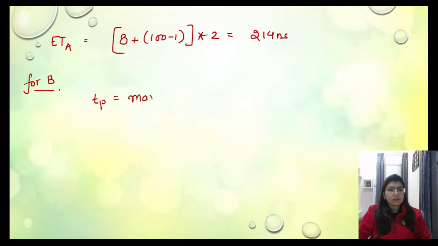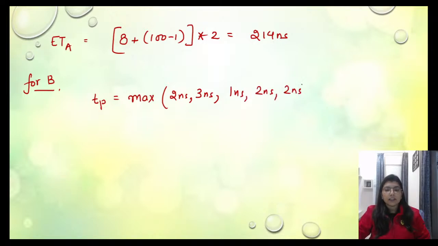TP will be equal to the maximum of all these delays. How many delays are there? 5 delays: 2 nanosecond, 3 nanosecond, 1 nanosecond, 2 nanosecond and 2 nanosecond. So the maximum will be 3 nanosecond, right? Then what will be the execution time for B?